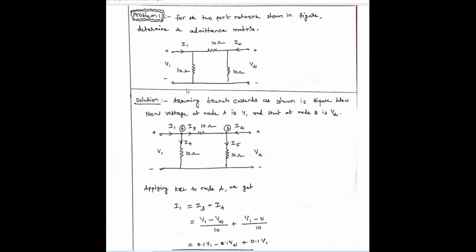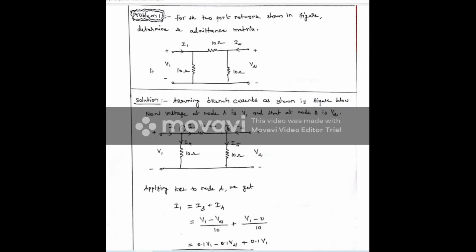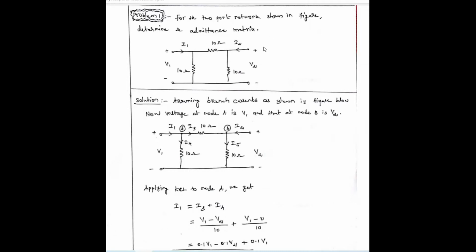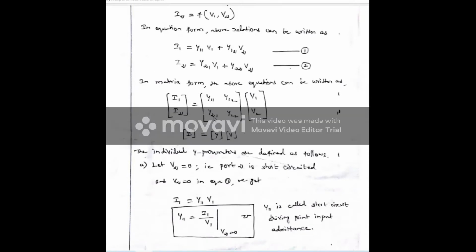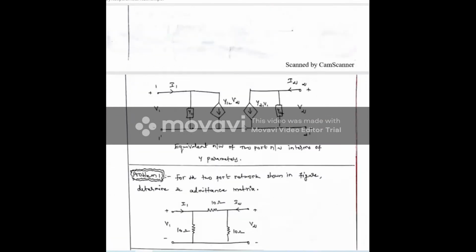So this network is having 3 resistors of 10 ohm, and the ports are mentioned. This is the input port and this is the output port. Now, the question is we have to determine the admittance matrix. So you know the admittance matrix. What is the admittance matrix? We have to find out the values of Y11, Y12, Y21 and Y22. So we have to find the 4 values.